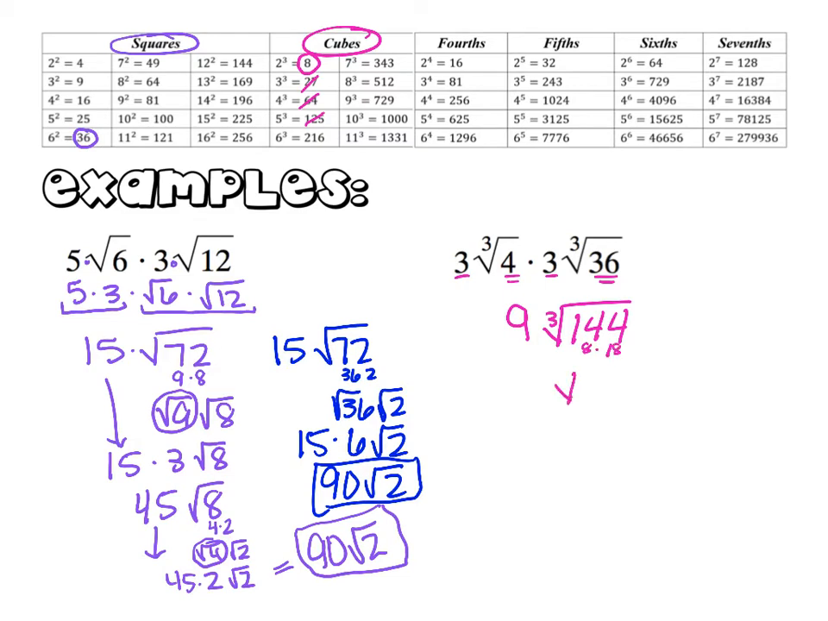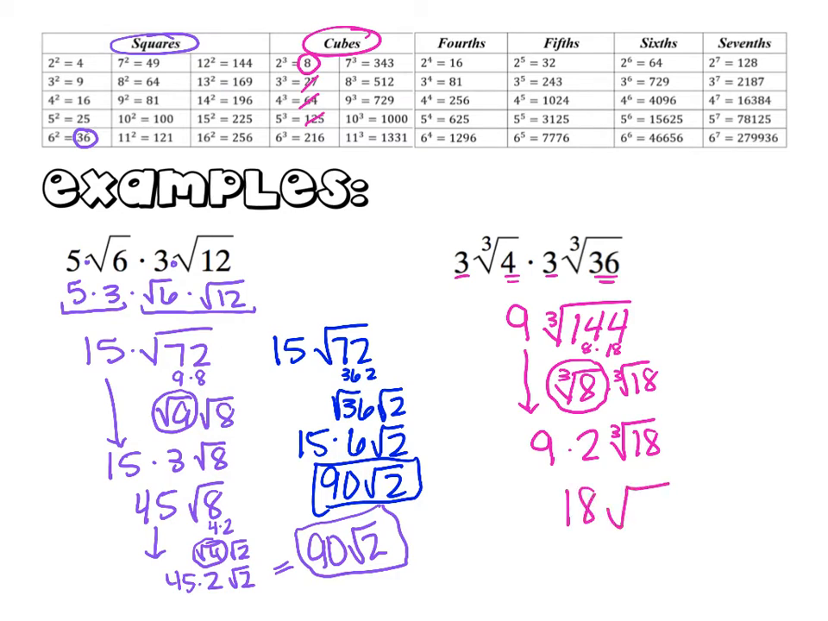So I could write it as the cubed root of 8 times the cubed root of 18. The cubed root of 8 is really 2, so I have 2 cubed roots of 18, but I still have that multiplying by 9 in the front. So altogether then, that gives me 18, 9 times 2, cubed roots of 18.